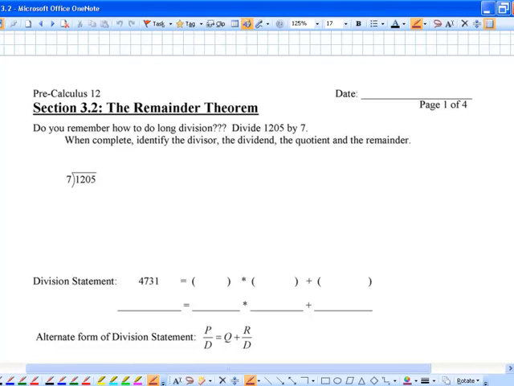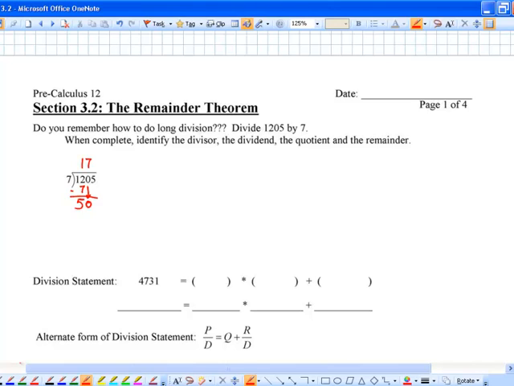I don't know if you remember how to do this, but here we go. First thing you do is you take a look at the 7 and you ask yourself, can it go into the 1? And most of you will probably say no. How about 12? So 7 goes into 12 how many times? If you said 1, that's great. So we'll put a 1. Then we took the 1, multiplied it by the 7, and put the 7 underneath. After that, we subtracted, so 12 minus 7 is 5. Bring down the 0.